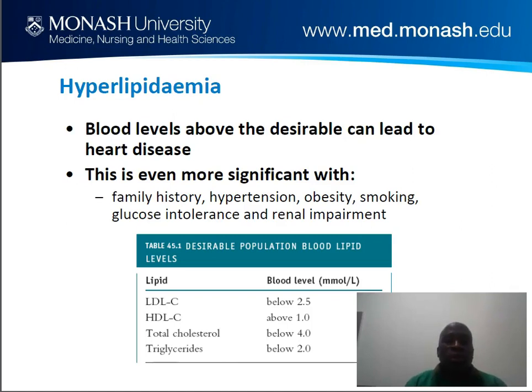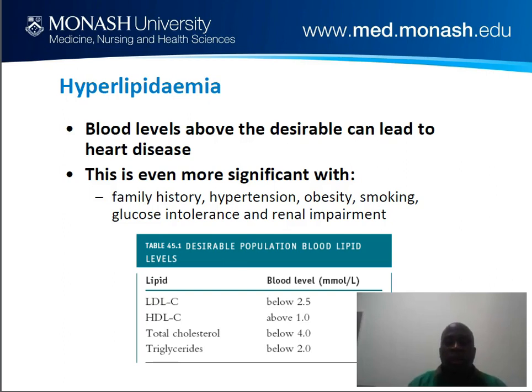Let's talk about a condition called hyperlipidemia. Hyperlipidemia basically is a condition where there is a high level of lipids or fat accumulation in the blood. Now, it's important to understand that blood levels above the desirable can lead to heart disease. When you have higher levels of fat in the blood above a certain level, it can lead to heart disease.